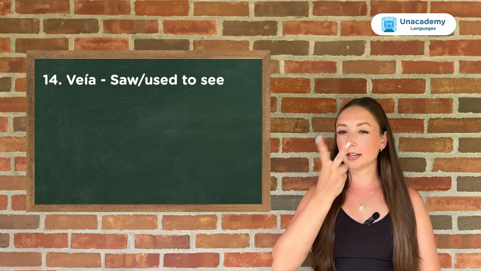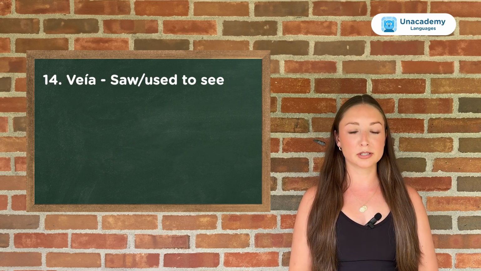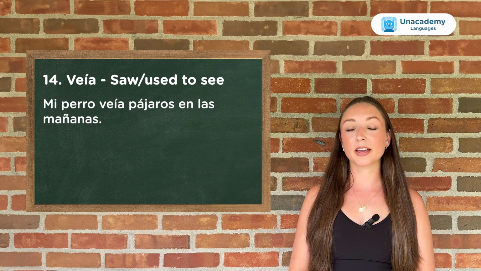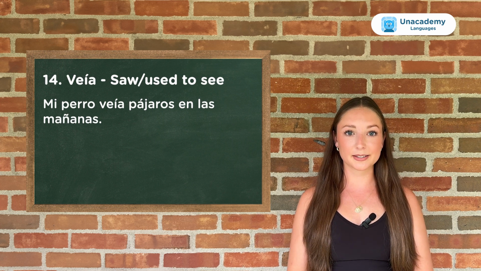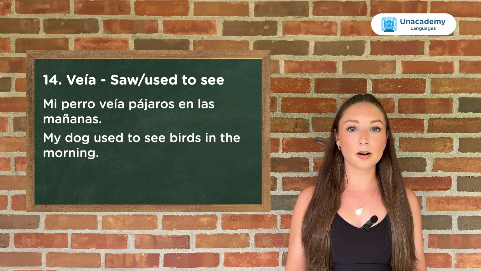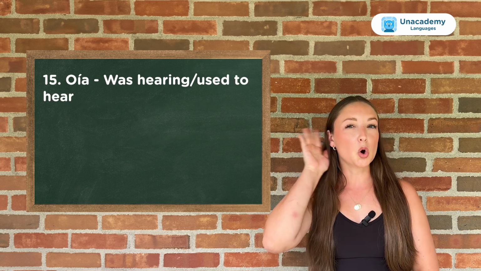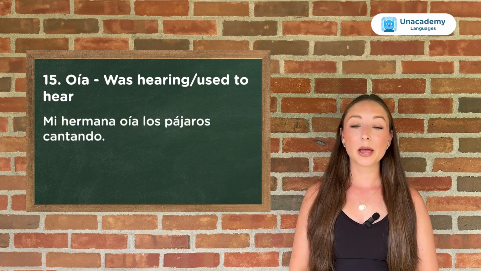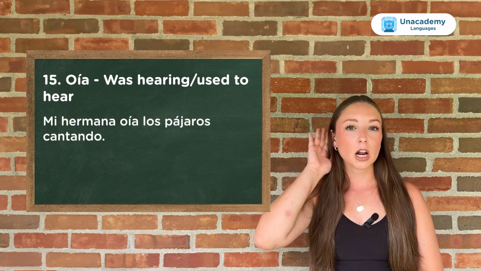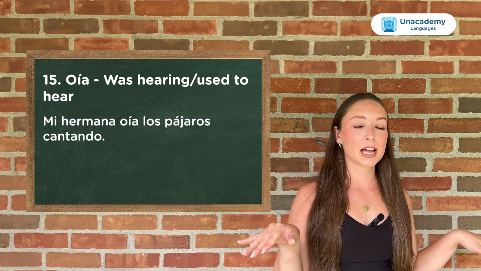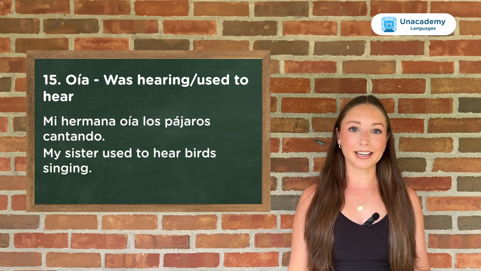14. Veía. Saw or used to see. Mi perro veía pájaros en las mañanas. My dog used to see birds in the morning. Oía. Used to hear. Mi hermana oía los pájaros cantando. My sister used to hear the birds singing.